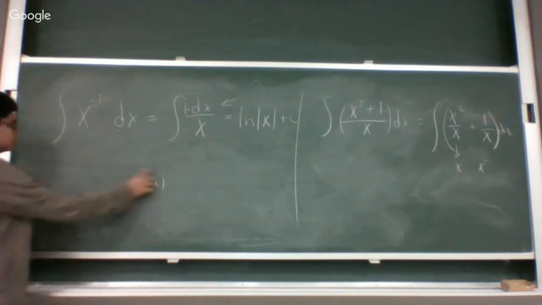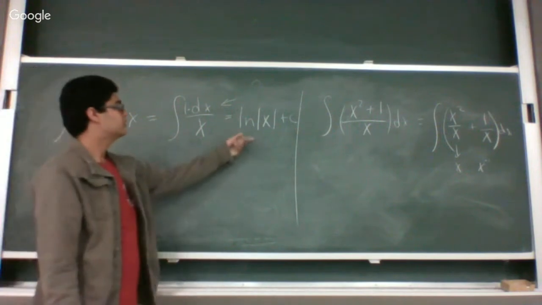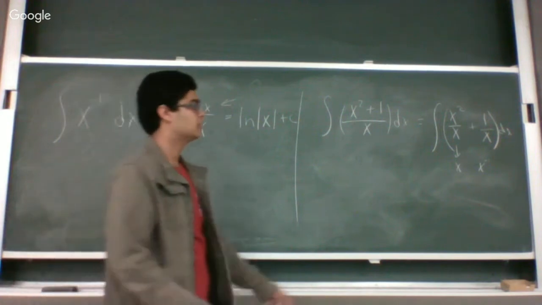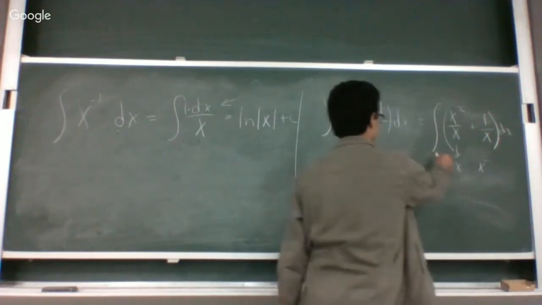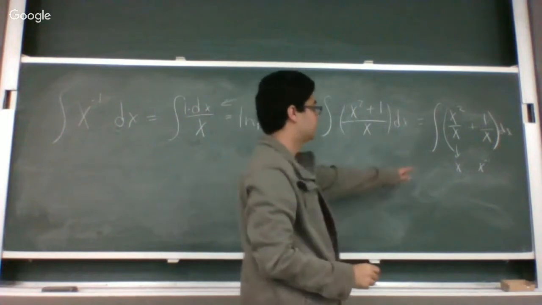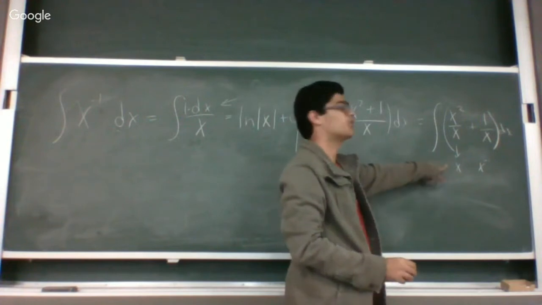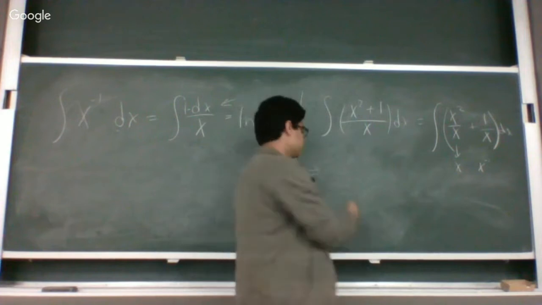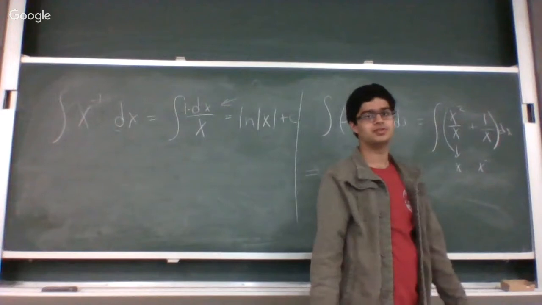But you guys don't really need to know the proof. Since dx over x is the natural log of x. Okay? Now looking at this problem, we have x and x to the minus 1. So what's the integral of x? X squared. Yeah. What's the integral of x to the minus 1?